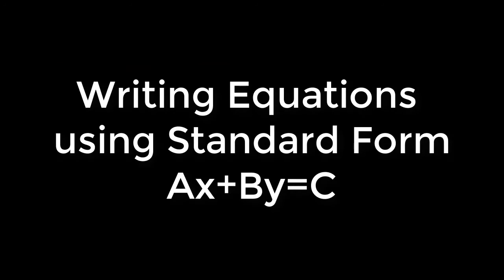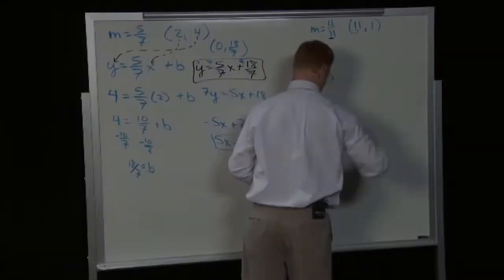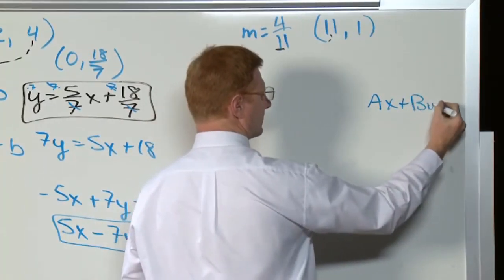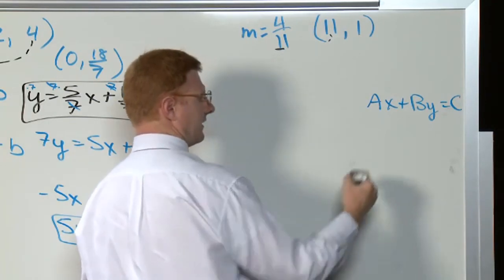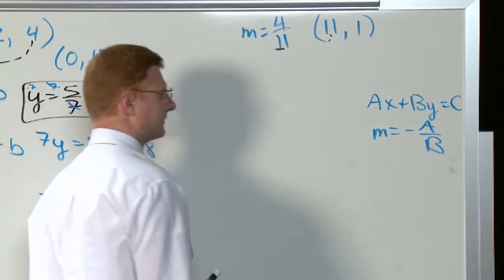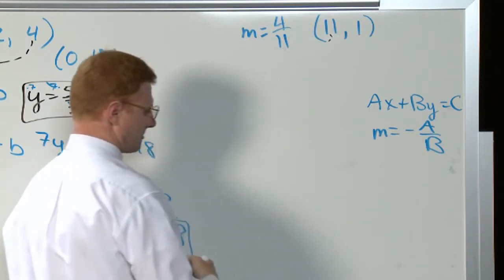And now we'll look at how to write equations in standard form. Again, this is an optional section, not necessary for everyone, but for those of you who are interested, feel free to use it. Standard form looks like this. And the slope was the opposite of the first over the second one. Let's do a few to make sure you remember how that works.